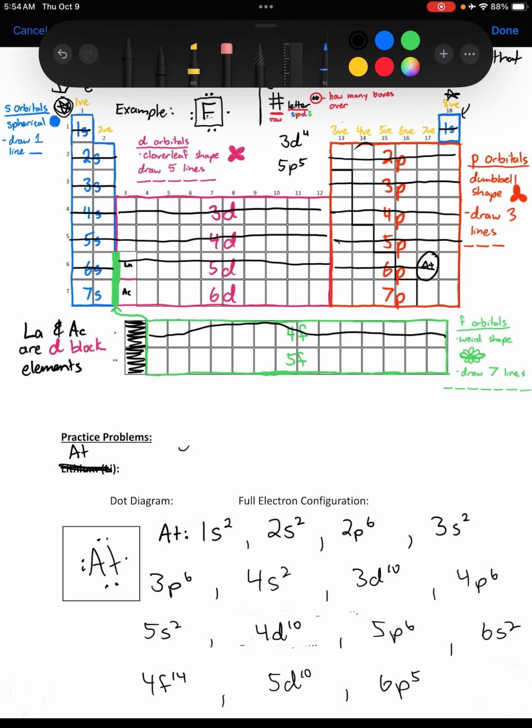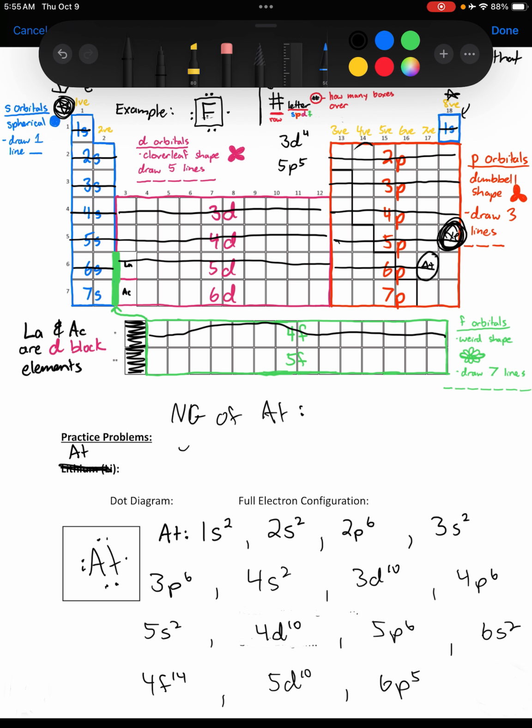So if we don't want to start all the way at hydrogen, which I don't know about you, but that was a very, very painful configuration to do because it was so long, you can actually move your starting point from here to one of the noble gases. So in this case, if I wanted to do the noble gas configuration of astatine, which I'm going to do up here since I have my full configuration down there, I can actually move to the noble gas right before astatine, right? Which, if we look at our periodic table, that is going to be the element xenon.